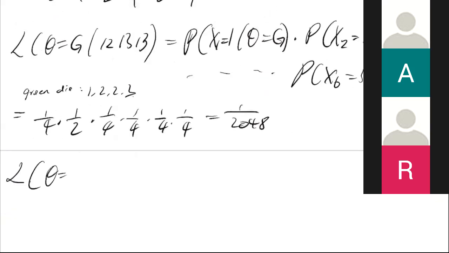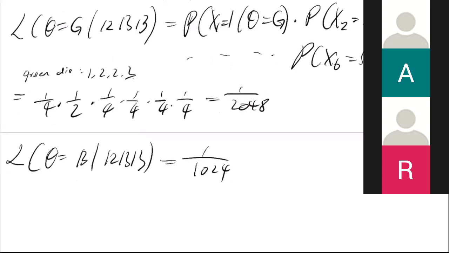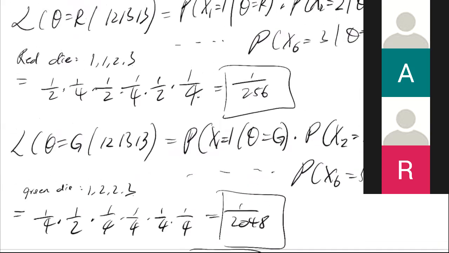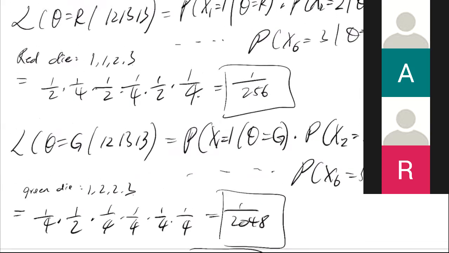And then similarly, we do it for the blue die, and we get the result of 1/1024. Because the maximum likelihood is the maximum of the likelihoods, we're finding which of these three values is the biggest. And it turns out the red die is the biggest. So we predict that the magician picked the red die, because that has the highest chance of producing the sequence 1, 2, 1, 3, 1, 3.